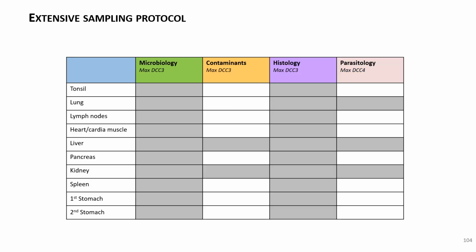And here are some samples that we can use mainly for microbiology and histology. The maximum decomposition code in these cases is 3. Those samples are tonsils, lung, lymph nodes, heart, liver, pancreas, kidney, spleen, first stomach, and second stomach. For contaminants, we can use liver, and for parasitology also. And kidney is another sample that we can use for contaminants.